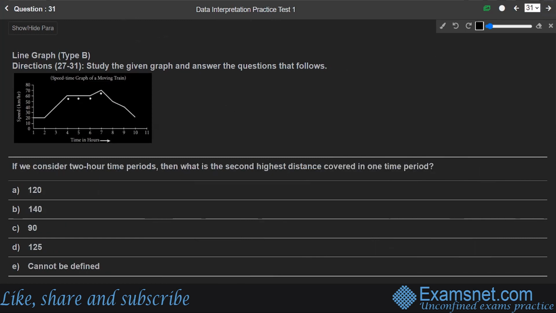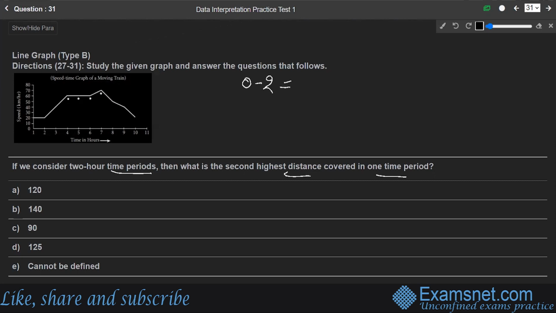Now, for the same graph, he's asking if we consider 2 hour time period, then what is the second highest distance covered in one time period? So here the time periods are given for 1 hour. If we consider it as 2 hour duration, we are supposed to find out the second highest distance. So if we see from the graph and if we take 2 hour duration, we can again make the chart from 0 to 2. We have to find out the highest distance.